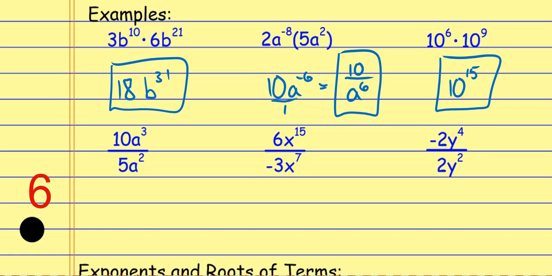So here, 10 divided by 5 is still the same. That's still a 2. But now for the a values, when I look at this, I subtract the exponents. So 3 minus 2 is a 1. And you don't have to write the 1. You can just write it as 2a if you want. If you leave the 1, that's also fine.